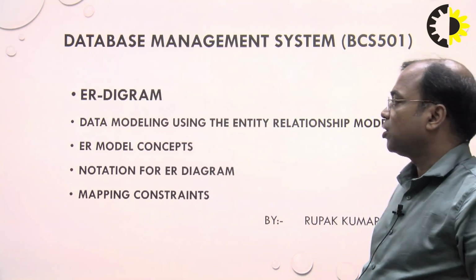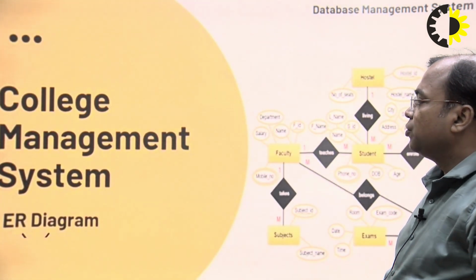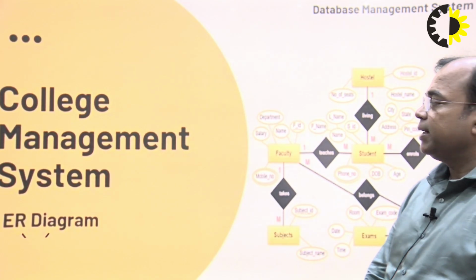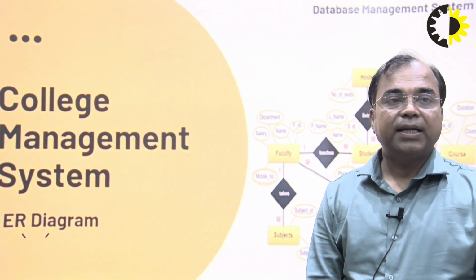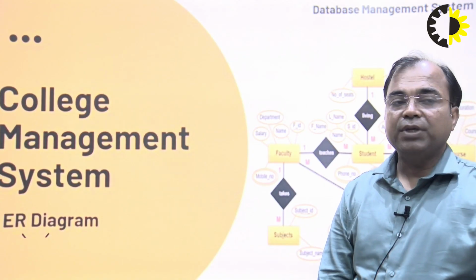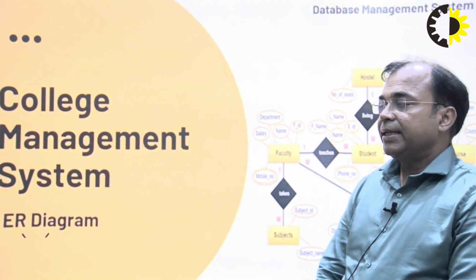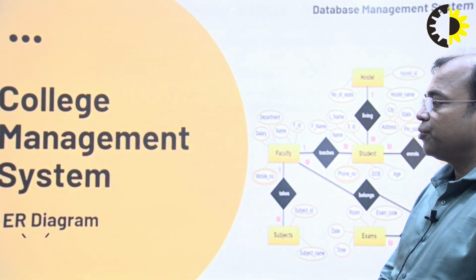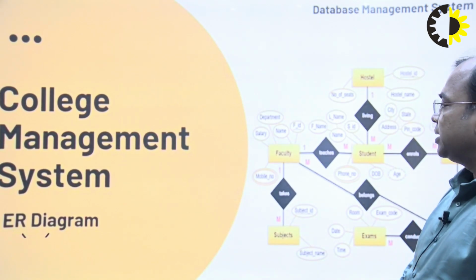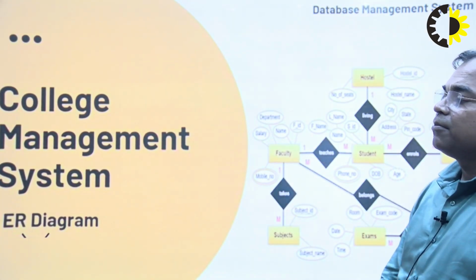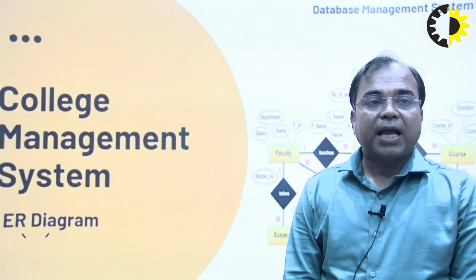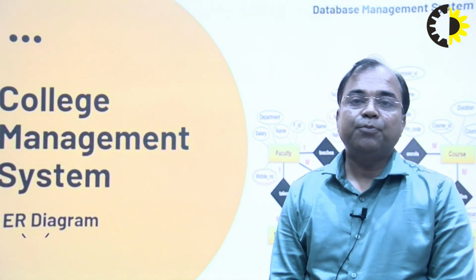So let's start with the topic. If we want to manage a college management system, we have an entity relationship diagram for this system. If we want to draw the college management system in an ER diagram, we have to know every key point for that.